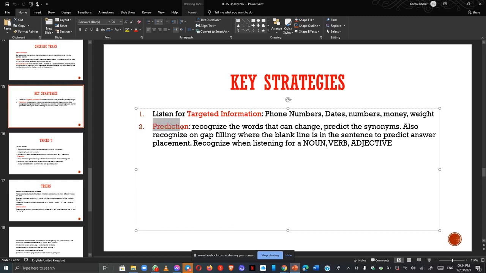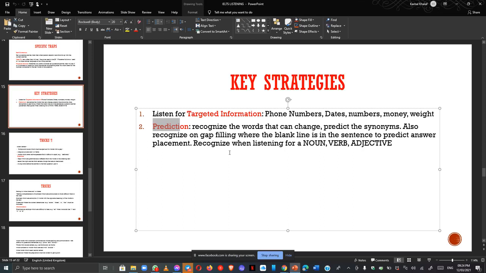Prediction, very, very important. Before the audio file starts, you should very, very quickly try to predict what the examiners will say. Try to predict what the answer may be. Recognize the words that can change, predict the synonym, also recognize on gap filling where the blank line is in the sentence and so on.